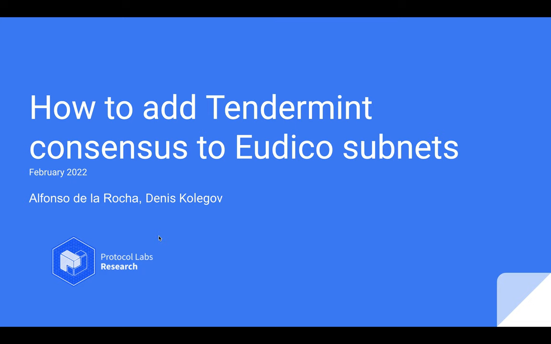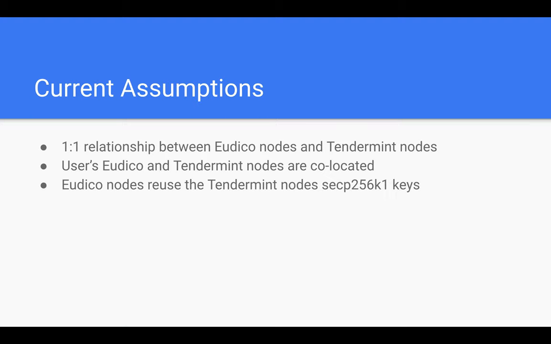Okay, in this short demo, we will present how to add a Tendermint consensus to Unicode subnets. The following assumptions are used: a 1-1 relationship between Unicode nodes and Tendermint nodes; Unicode and Tendermint nodes are co-located within a sidecar architecture; and Unicode nodes and Tendermint nodes use the same SECP256K1 private keys.